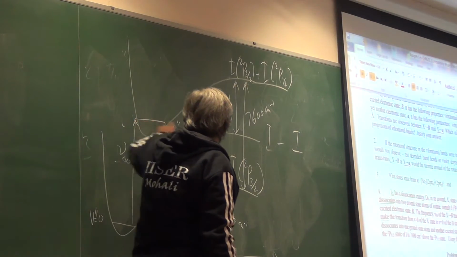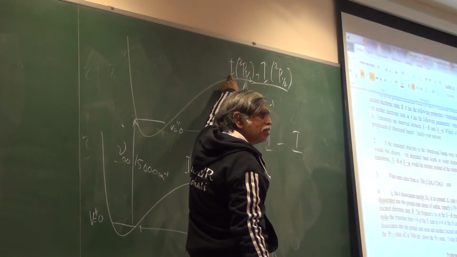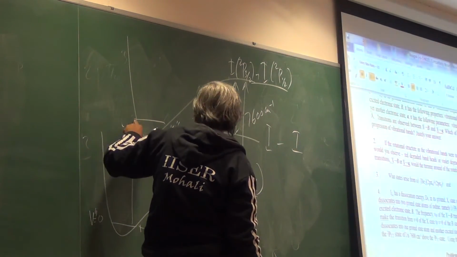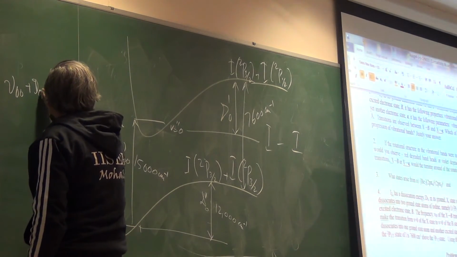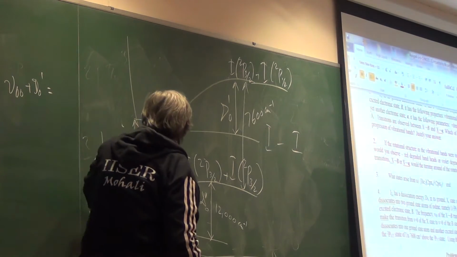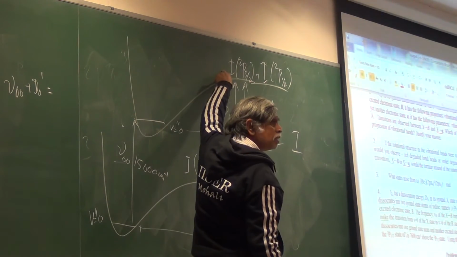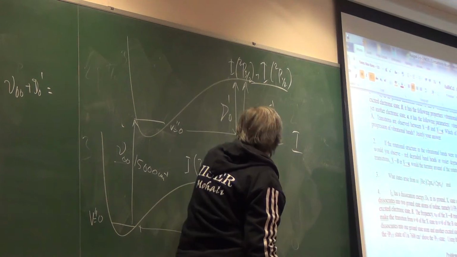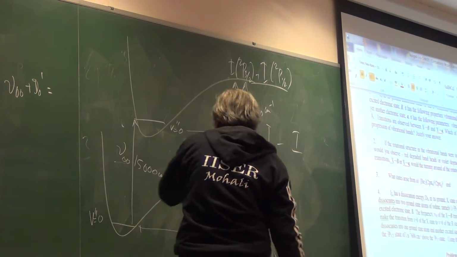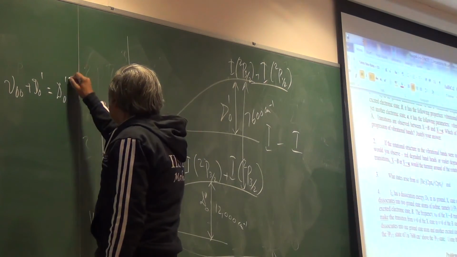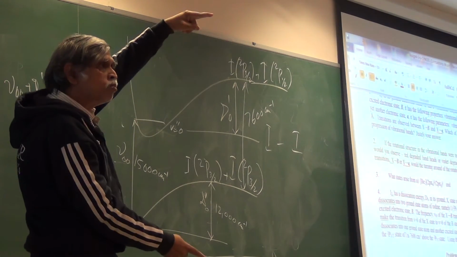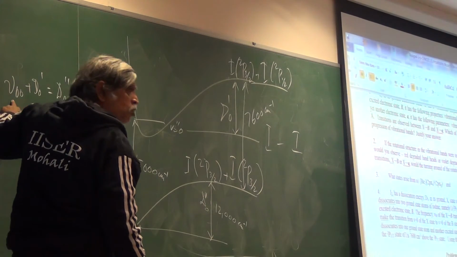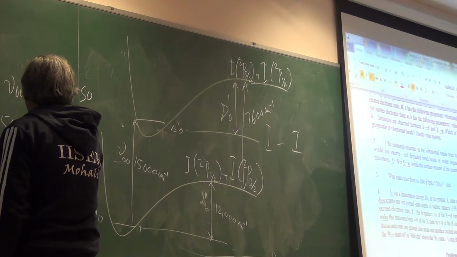This plus D naught, right? Nu 0 0 plus D naught prime equals what? This plus this is the same as this plus this. So it must be the same as D naught double prime plus the spin orbit difference between the two states. What is nu 0 0? 15,000. This is what I want.